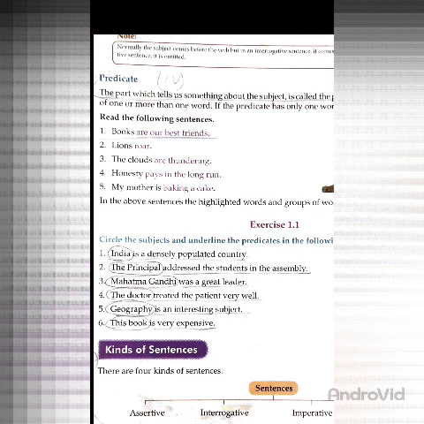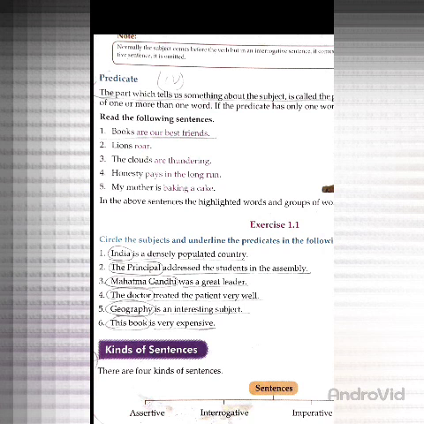लायंस रोर, सब्जेक्ट हियर लायंस. लायंस क्या करते हैं? वो रोर करते हैं. सो रोर इज द प्रेडिकेट. The clouds are thundering. What are the clouds doing? The clouds are thundering. What are they doing? Is thundering. That is why these are thundering is predicate.